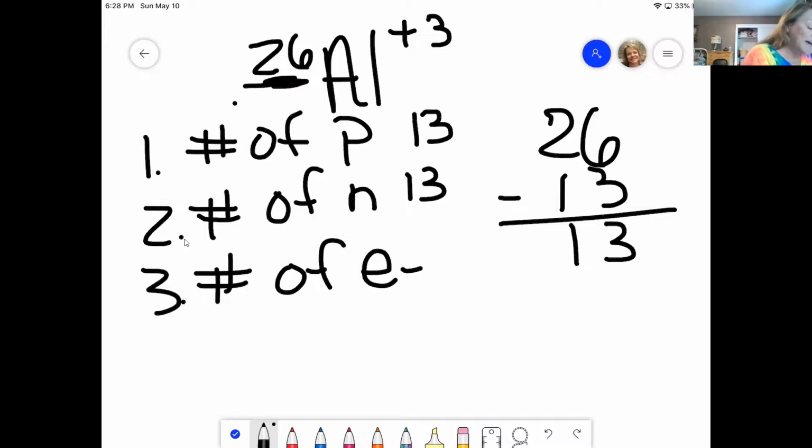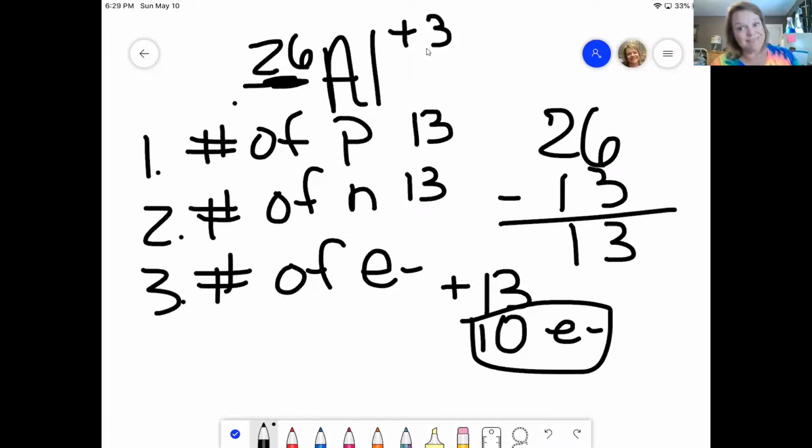And then the number of electrons. Well, remember that a proton has a charge of +1. If I have 13 of them, I'm going to have a total charge of +13. In order for my overall charge to be +3, here we are, +3, I have to have 10 electrons to make that true. If you got that, super. That's our next video, all right?